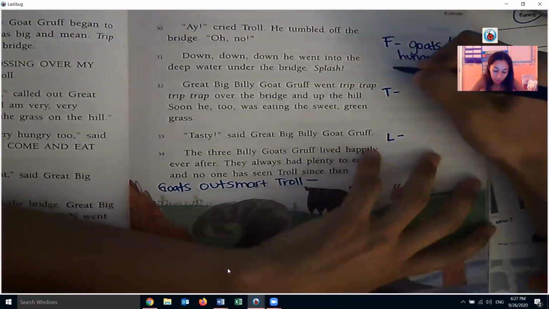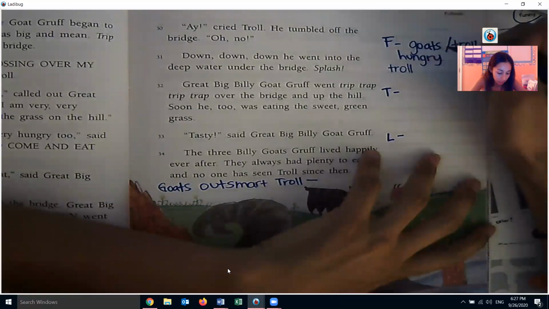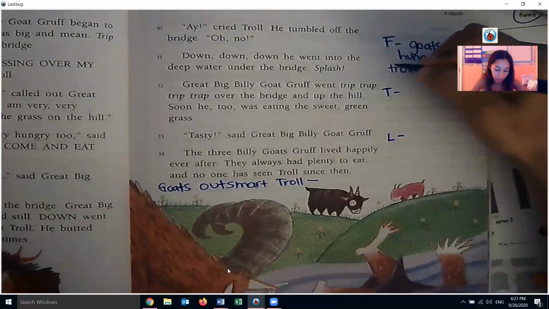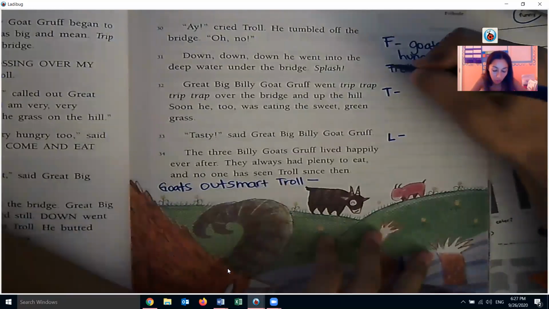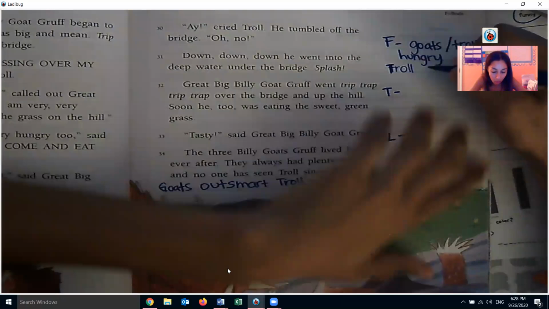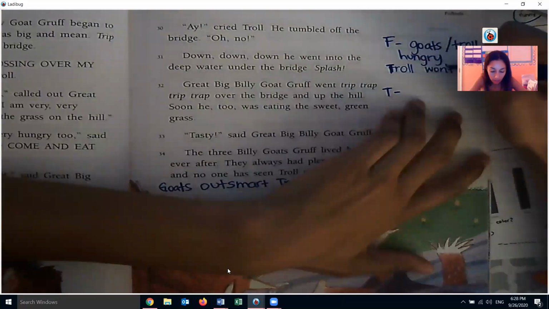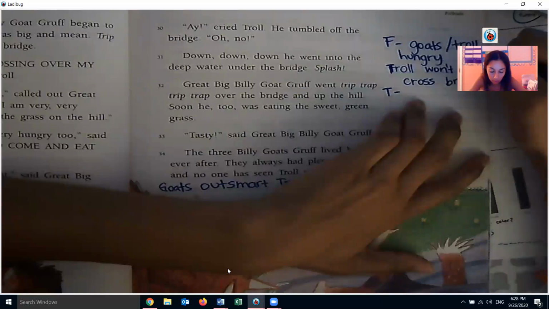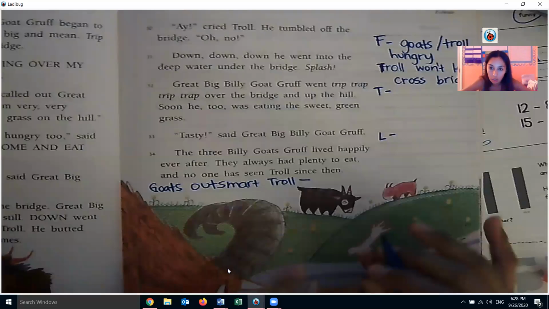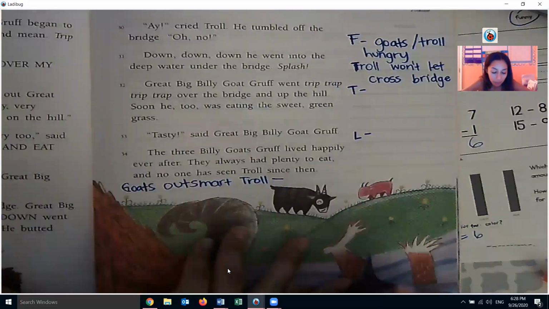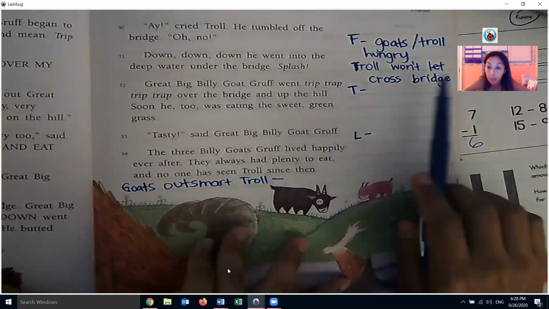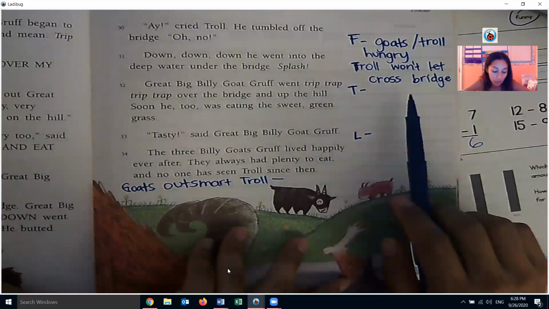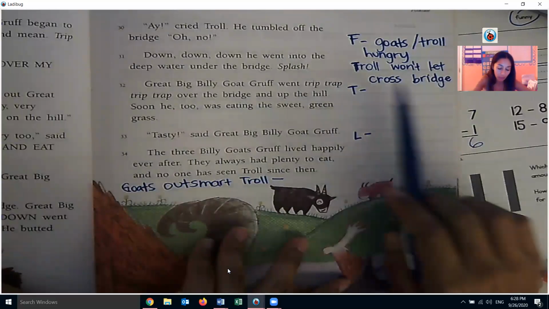Troll, maybe I'll capitalize. I should capitalize his name. I think it's capitalized. Oh yeah, I was trying to look in the story. Troll won't let them cross the bridge. Troll won't let cross bridge. Kind of writing an incomplete sentence, just as little notes, but I'll know what I meant: the troll won't let the billy goats cross the bridge. So that's kind of the first part of the story.